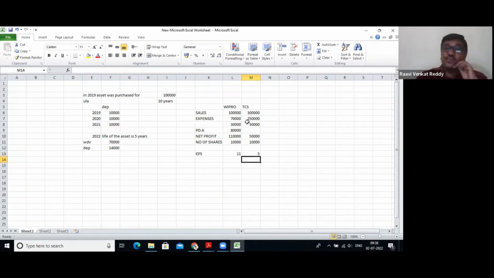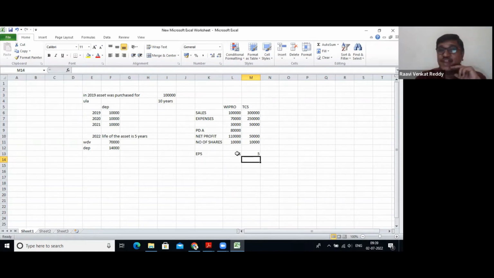Actually, if there is no profit on disposal of an asset, definitely the Wipro company earning per share will be much less compared to TCS. But here, as an investor, we always prefer the company which has high EPS, because the first thing an investor will see is the earning per share of the company. When I see the statistics of these two companies, Wipro is having 11. If I purchase one share in Wipro, I am going to get an earning of 11. But in TCS, it is only 5.